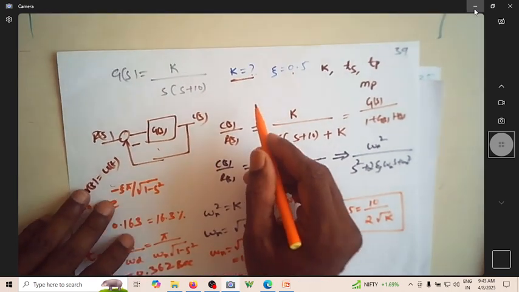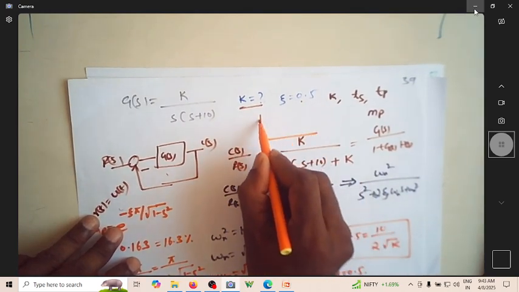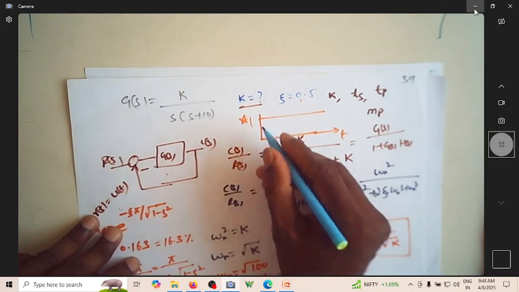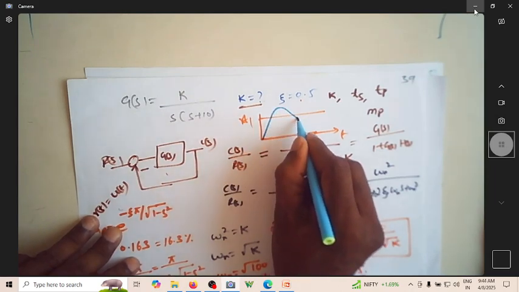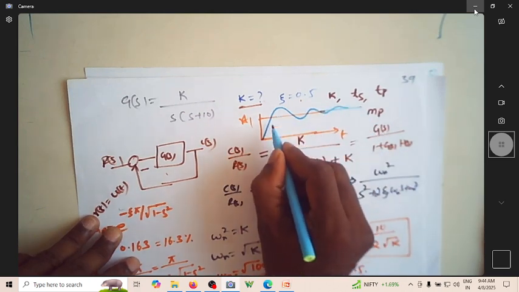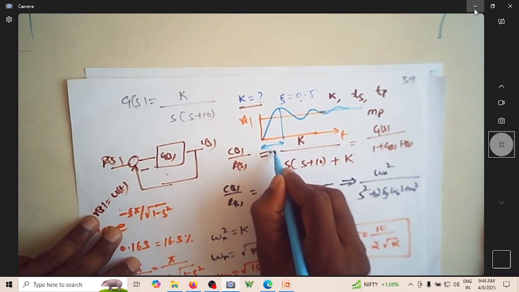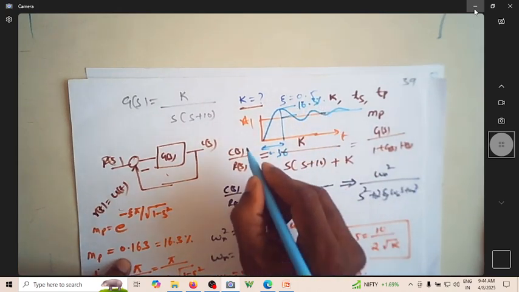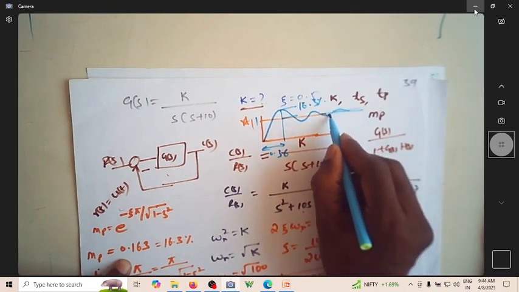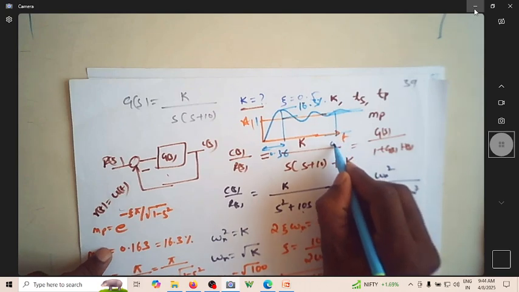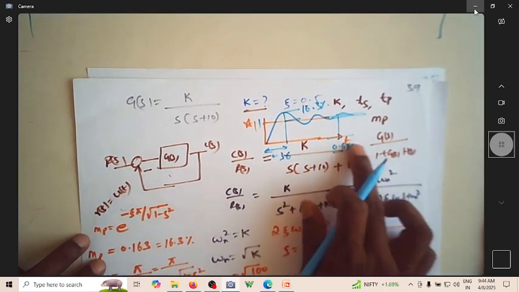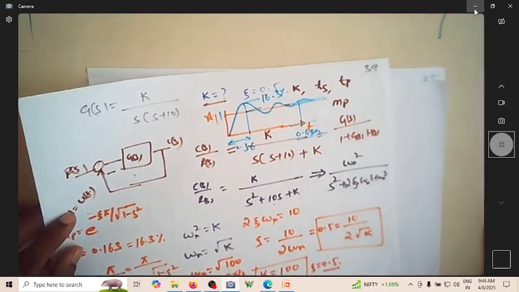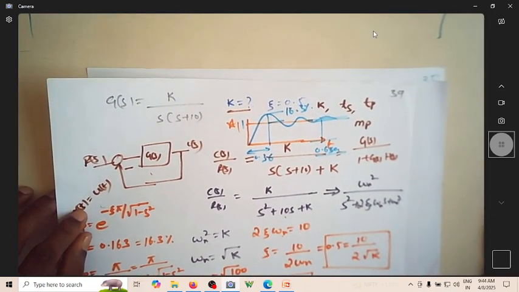For reference, if I write this as my r of t, with respect to time, and I write the response of the system, it goes like this. This peak time is 0.36 second and this overshoot is 16.3% overshoot from 1, and the 5% settling time is somewhere around 0.6 second. So that's the response of the system for a unit step input. That's fine. So let us move on to the next problem.